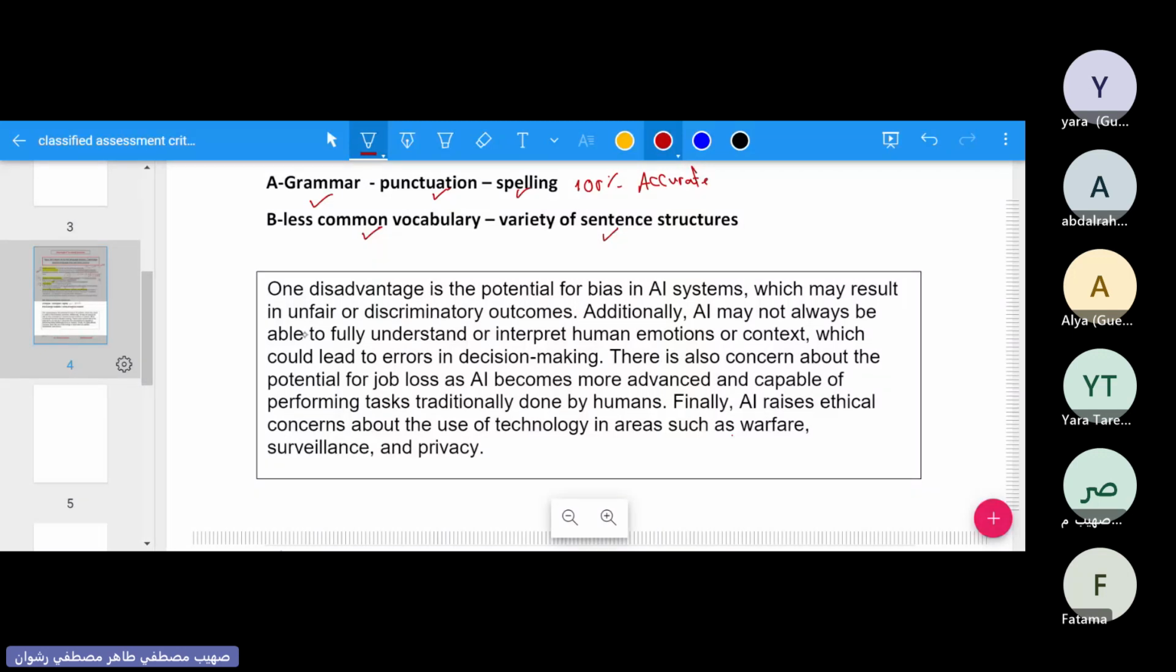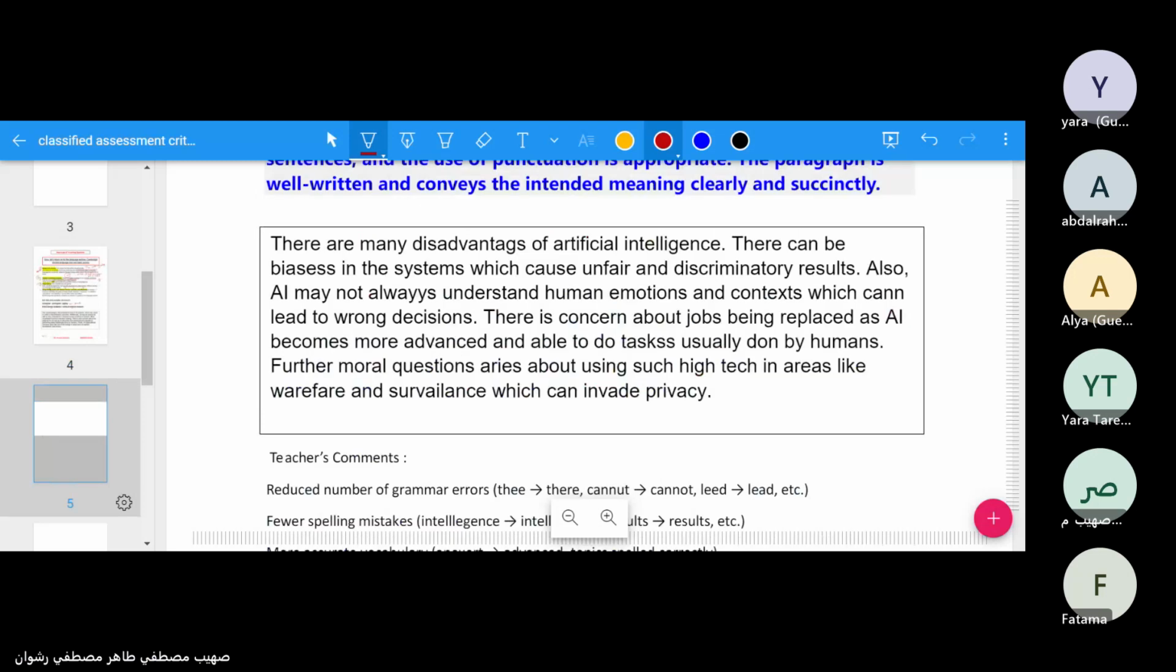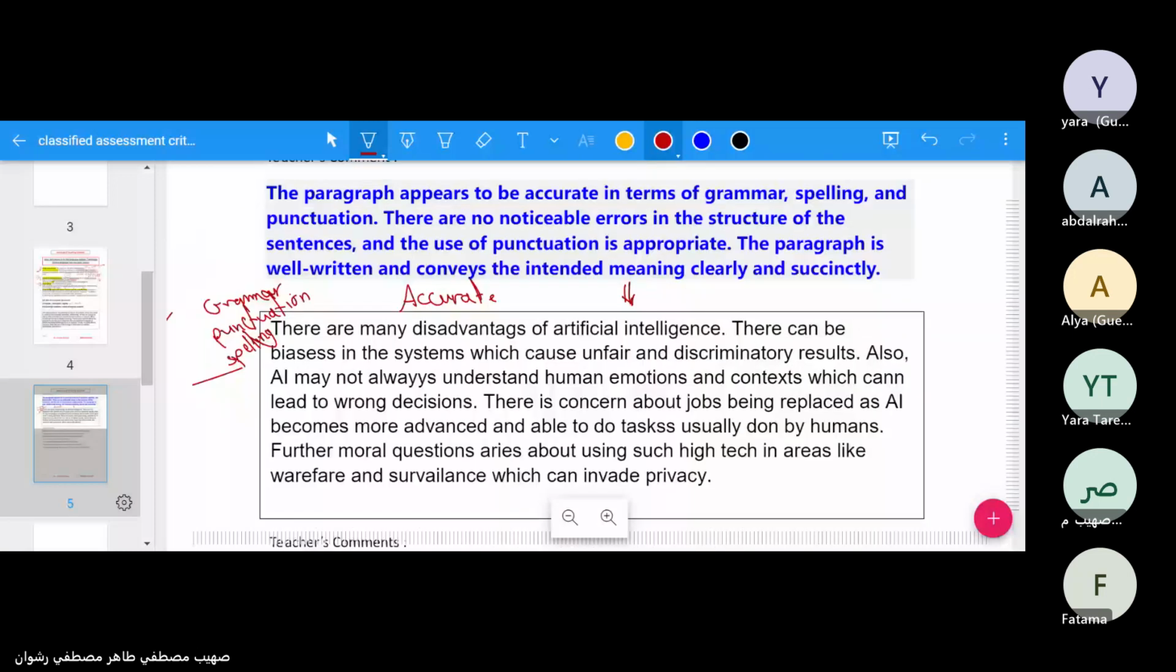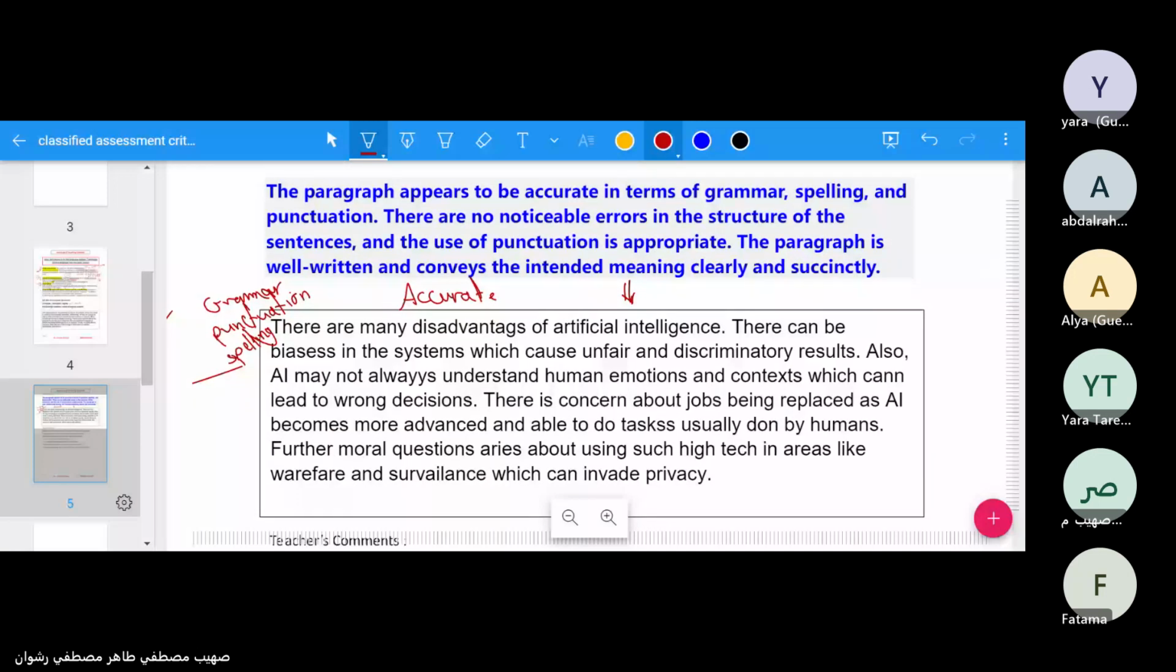Look at the same paragraph here. Take a look at this paragraph, in terms of accuracy. Is this accurate in terms of grammar, punctuation, and spelling? Fatma, what do you think of this paragraph? This is the same paragraph, but a different student has written it. Punctuation is not proper. Okay, improper punctuation. What about spelling?